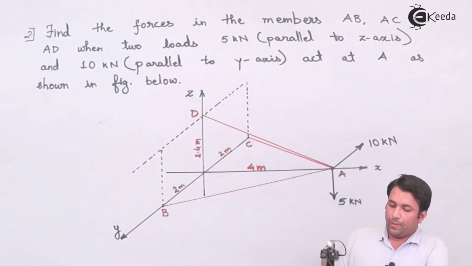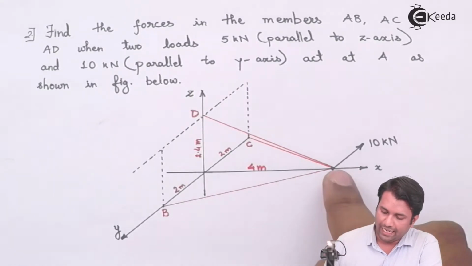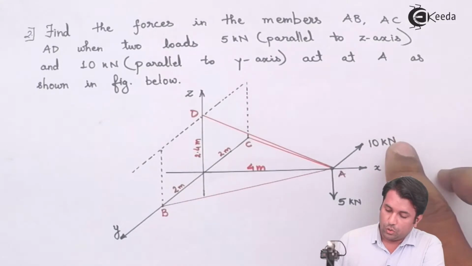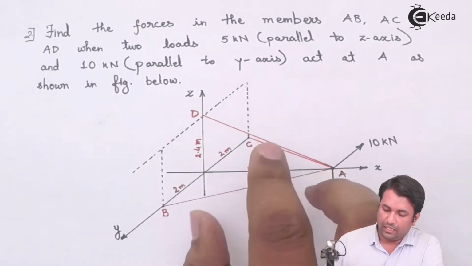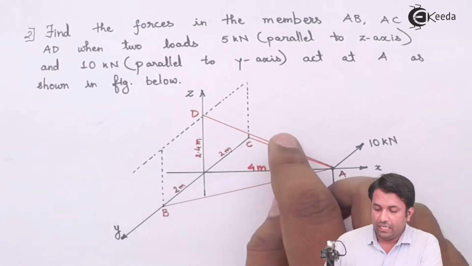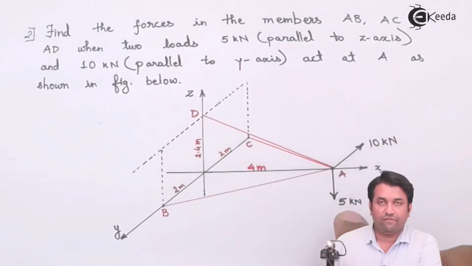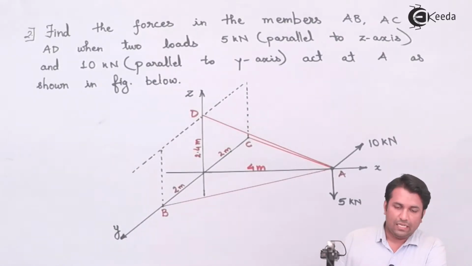Now, what is happening over here is, at this point, I'm having two forces. One is acting vertically down and one is acting along the y-axis. So, because of these two forces, these three cables are under tension. We need to find out the condition wherein these cables are balancing out the forces given over here, so the net force will be 0.